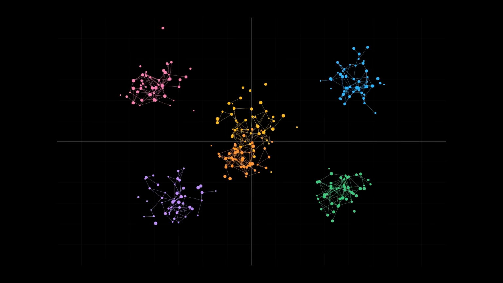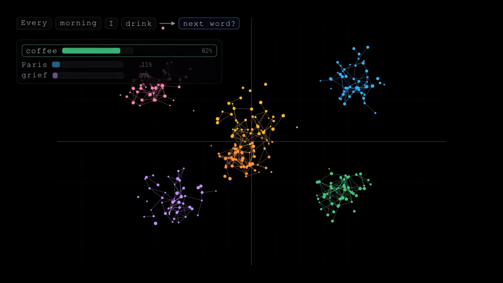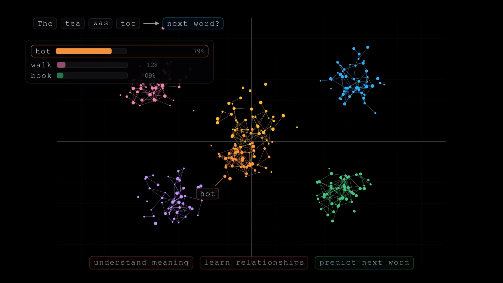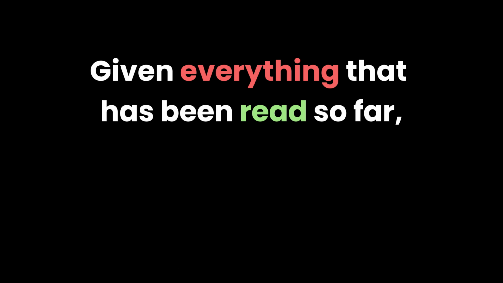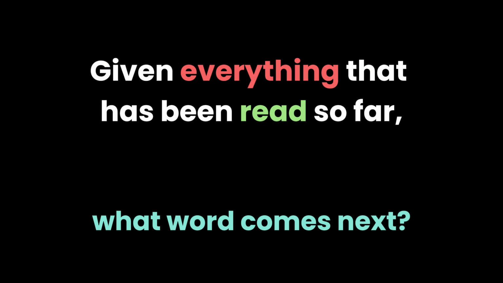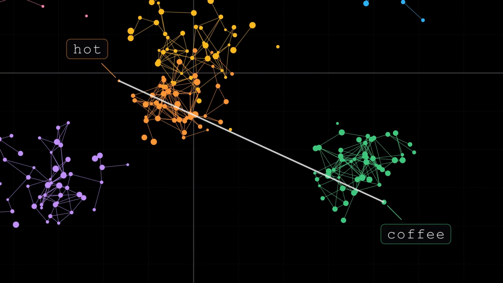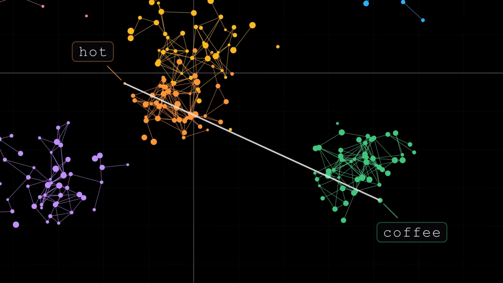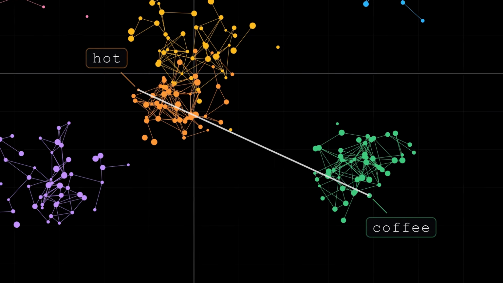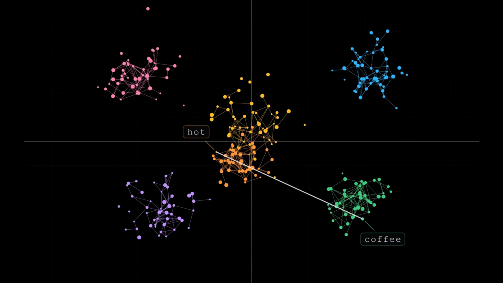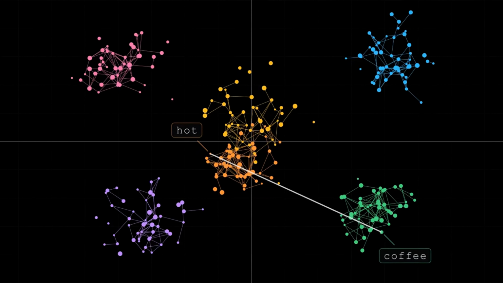The model learned every position by doing one thing, predicting the next word in a sentence, billions of times. That is the entire training objective, not to understand meaning, not to even learn relationships, just given everything you've read so far, what word comes next? Get it right and the positions of coffee and hot nudge slightly closer together in the embedding space. Get it wrong and they nudge apart. Every individual nudge is invisible, a fraction of movement, but repeat 400 billion times across a huge amount of text. These nudges accumulate into the map.